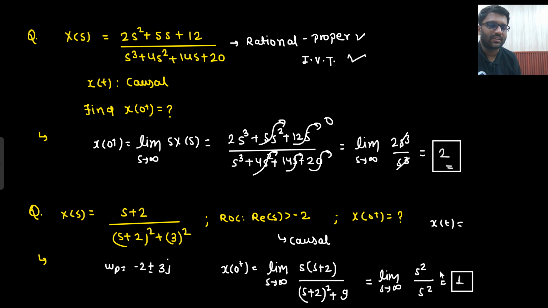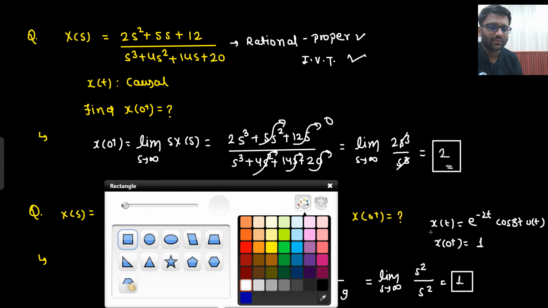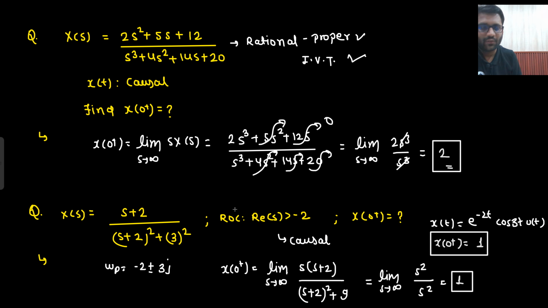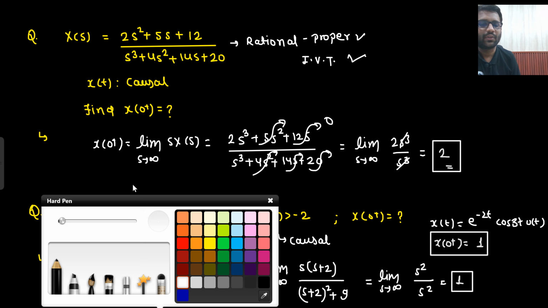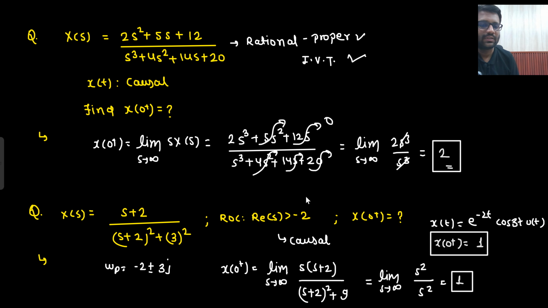S upon s square plus a square, that means cos 3t, and s is replaced with s plus 2, that means e to the power minus 2t cos 3t ut. And from here only you could have told 0 plus, the value will be 1 only. So both ways are there, but in these kind of questions, that's why the initial value theorem is used. Otherwise, no issue.